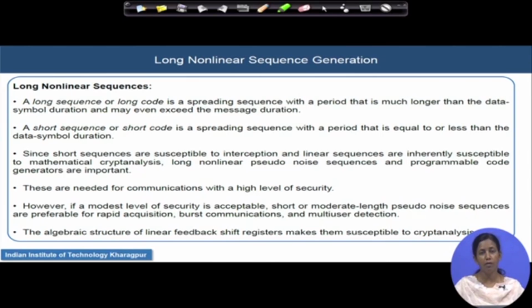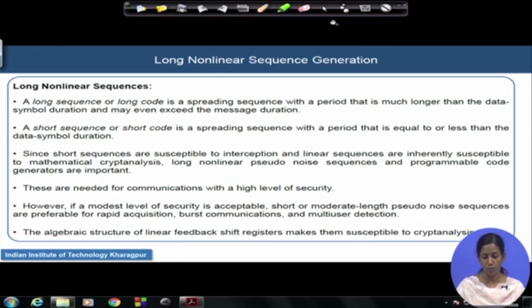What is the problem of having a linear sequence? If it is a linear sequence, then it is inherently susceptible to mathematical cryptanalysis. The hackers are also a point of our interest in such communication system design, especially today, so this susceptibility towards mathematical cryptanalysis is not a desirable criterion. It is not at all desirable for the system design. So we have both problems: a problem with the linearity of the codes, and also a problem of short code sequence length.